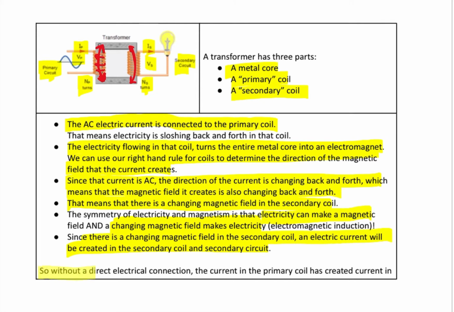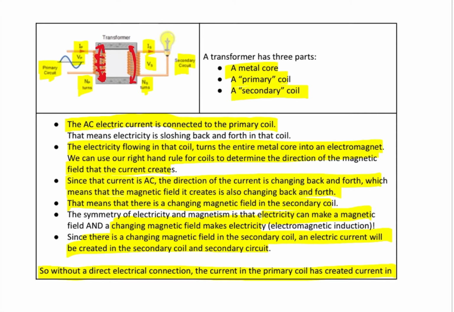What's really cool about this is there's no direct electrical connection. These wires on the primary side aren't electrically connected to the wires on the secondary side, but by flip-flopping electricity on the primary side, we've induced, or we've created, electricity in the secondary side. All right, that's kind of what a transformer is.